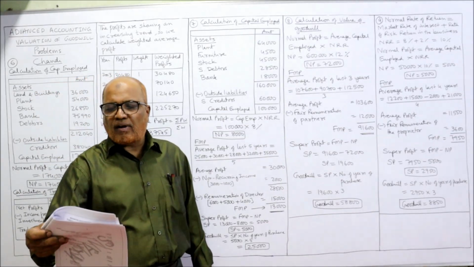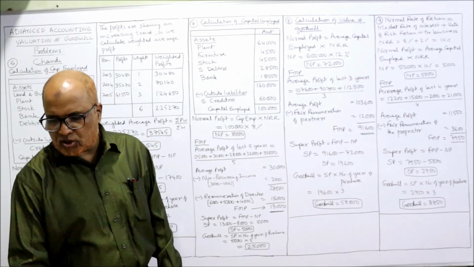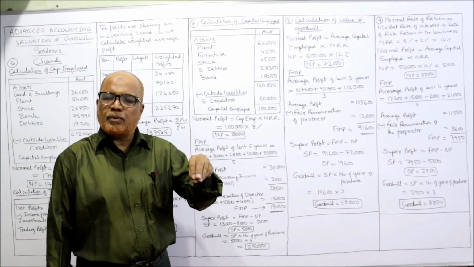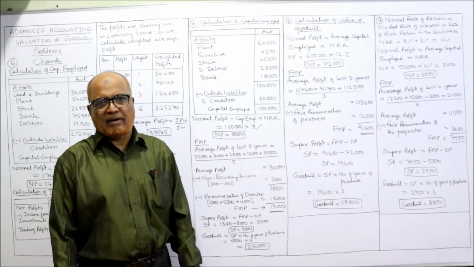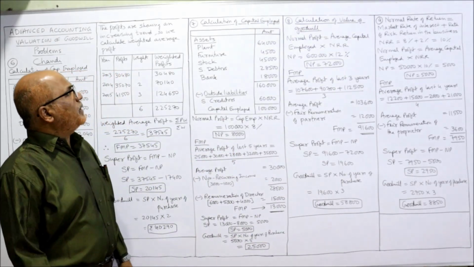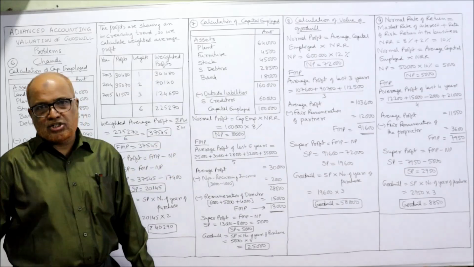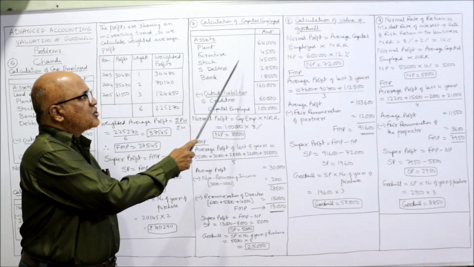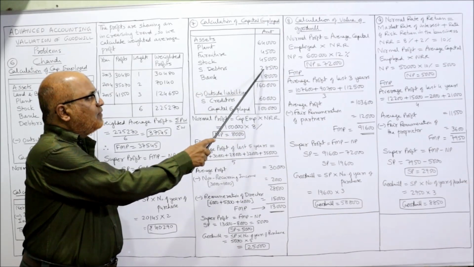Ascertain the value of goodwill at 5 years' purchase of super profit. The number of years of purchase is 5. So after getting super profit, multiply with 5. That's it. So it's very simple. Calculating the capital employed. So first of all, plant 64,000, furniture 4,500, stock 45,000, debtors 28,500.